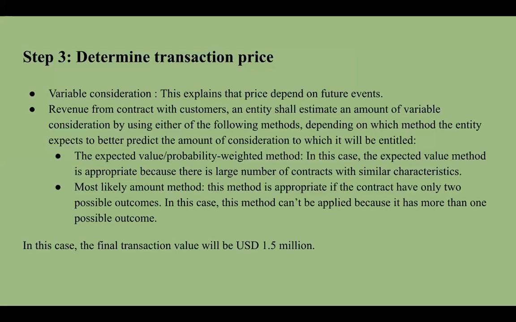In this case, the expected value model is applied, since there is a large number of contracts with similar customers. The most likely amount method is applied if the contract has only two possible outcomes. In this case, the most likely amount method cannot be applied because there is more than one probable outcome. Therefore, in this case, the final transaction price will be $1.15 million.